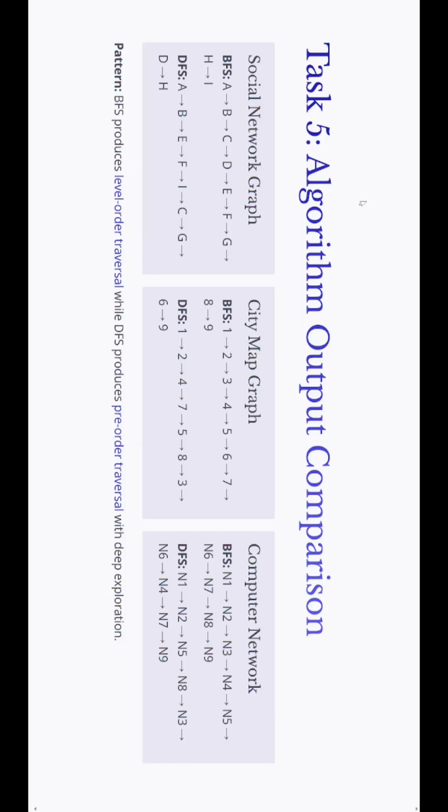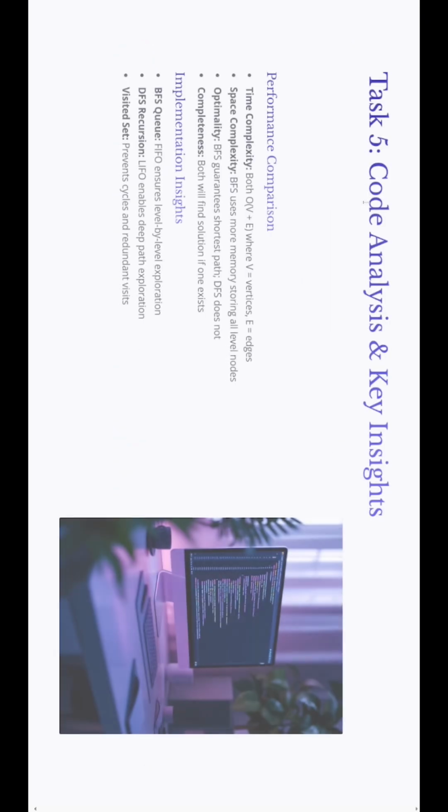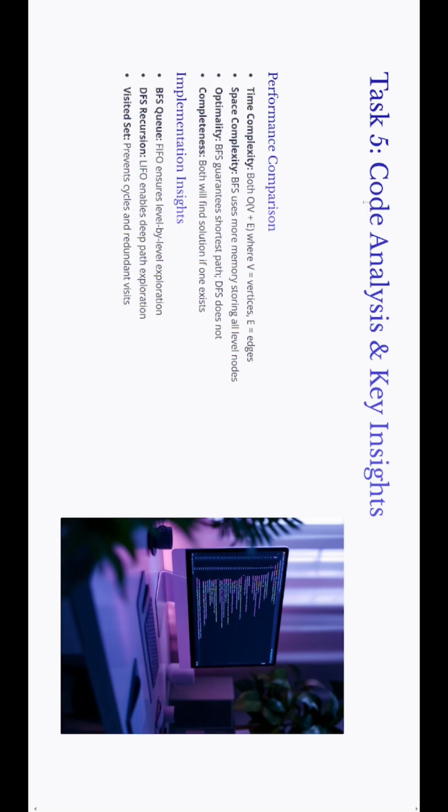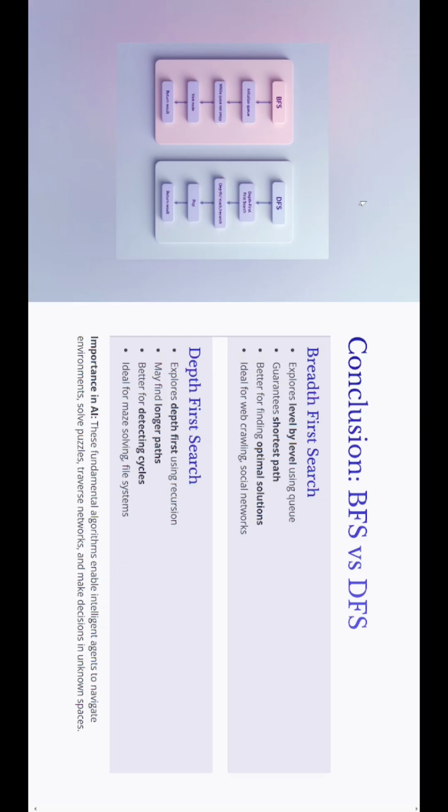Now let's compare both algorithms. Both BFS and DFS have the same time complexity, which is shown there. But there are some key differences. BFS requires more memory and guarantees the shortest path. DFS uses less memory and does not guarantee the shortest path. So if we need accuracy, BFS is better. If memory is limited, DFS can be useful.